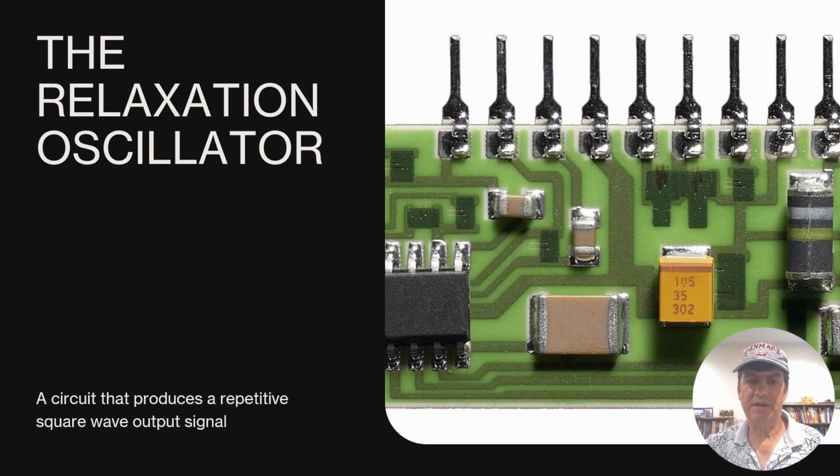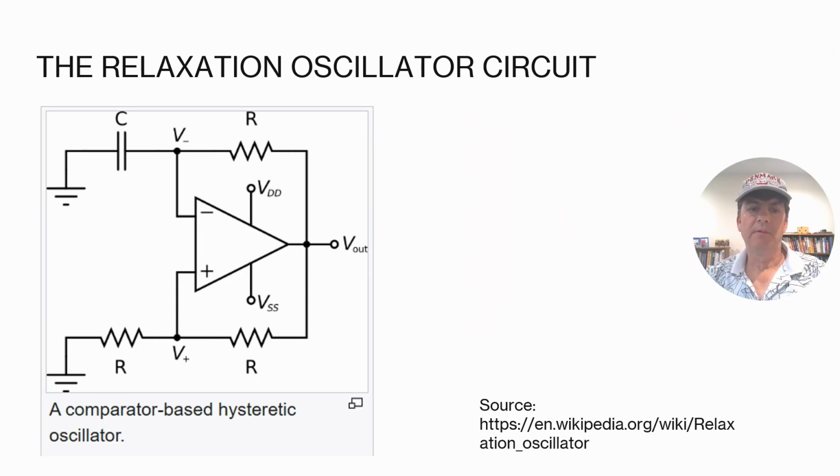This is the presentation, the relaxation oscillator, a circuit that produces a repetitive square wave output signal. The relaxation oscillator we are going to discuss is shown on the slide. The circuit is composed of two functional blocks, a Schmitt trigger and an RC circuit that charges and discharges. To understand how the circuit works, we will need to dive into the mathematics that describe its behavior.